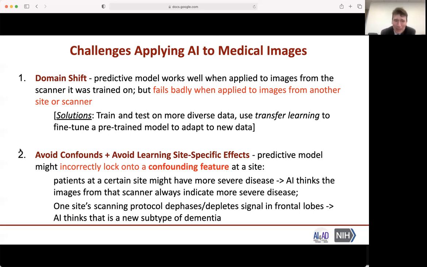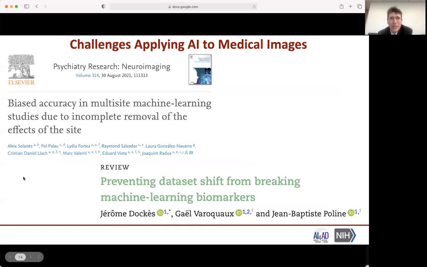Or another example is, maybe one site scanning protocol depletes signal a little bit in the frontal lobes, and the AI might think that that's a new subtype of dementia. In fact, it's just a technical artifact, but it might think that that is a new type of disease. So I'll tell you a little bit about how to mitigate these.